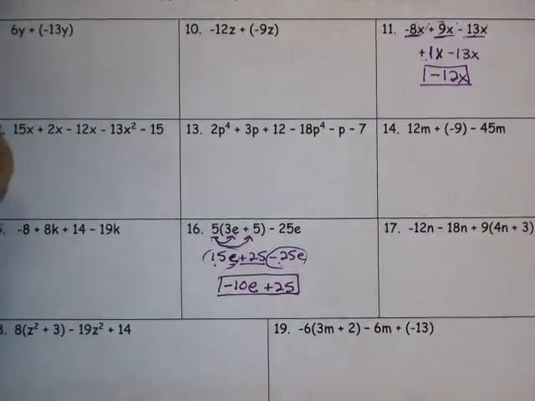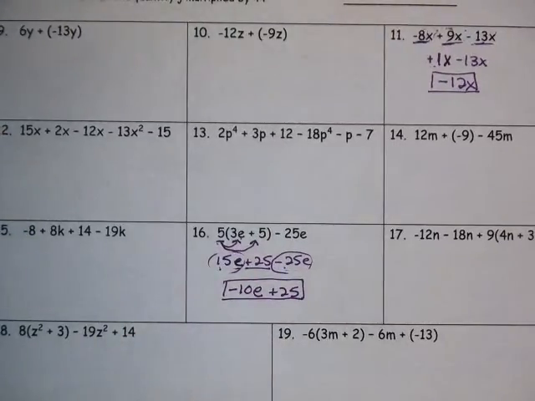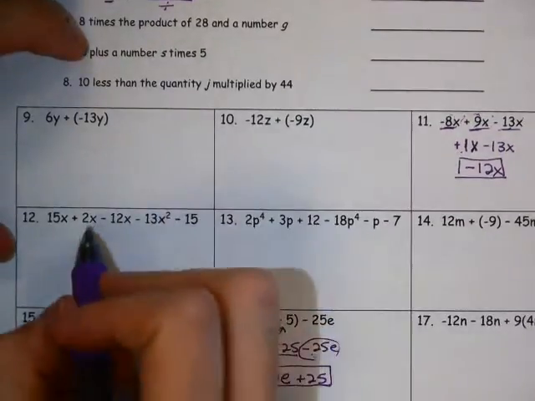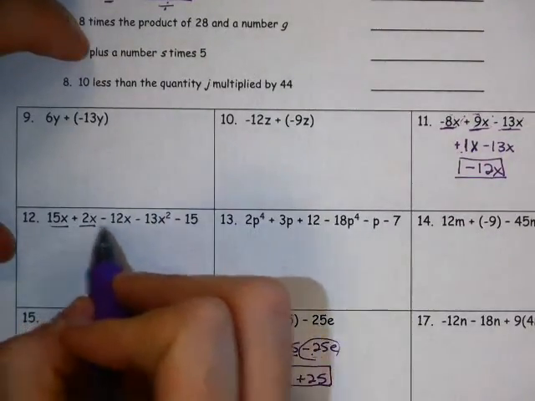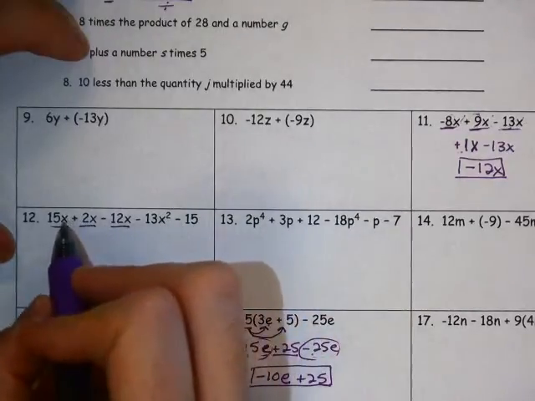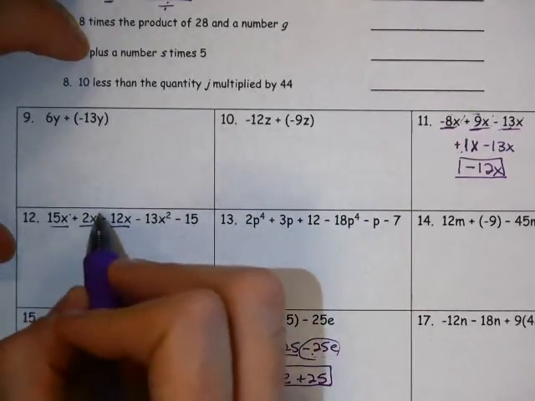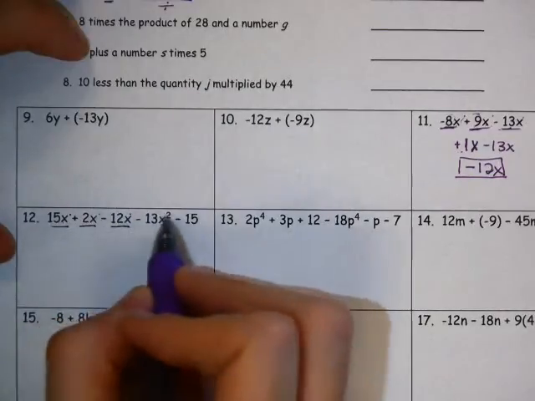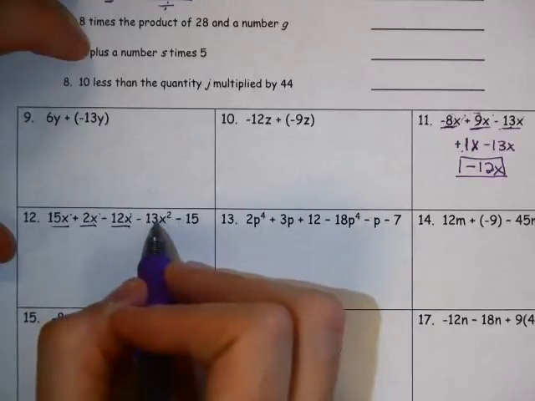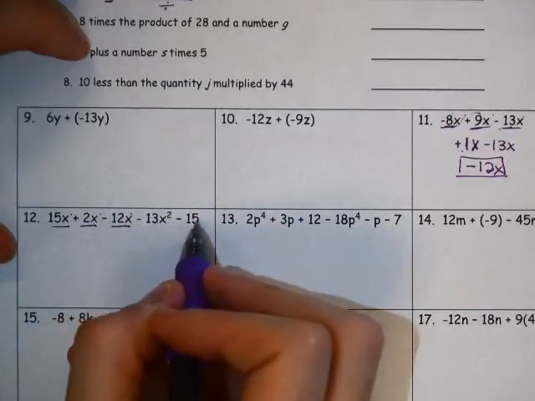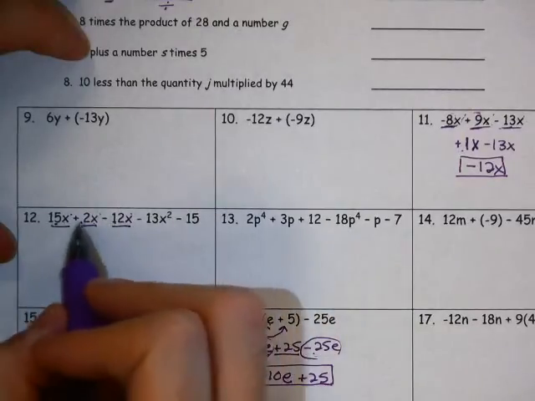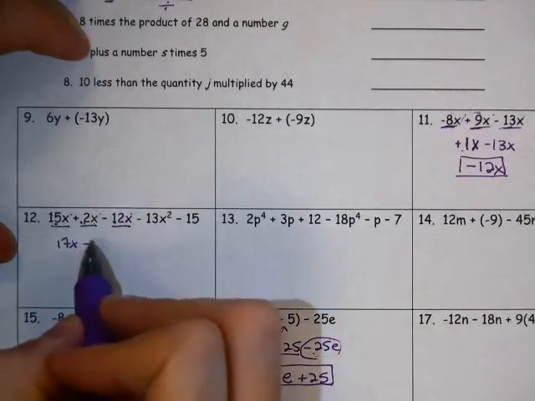So that's all there is to this. You could do this one. This one right here would be a little bit more complicated because why? We'll have x squared and minus 15. So these all have the same variable, but these three have the same power and not this one. So what we're going to do is we'll combine these three. We cannot combine this one, nor can we combine this because it doesn't even have an x. So 15 plus 2 minus 12. So 15 plus 2 is 17x minus 12x.